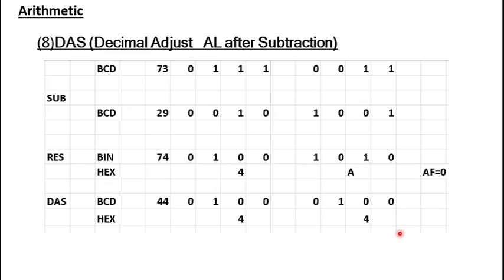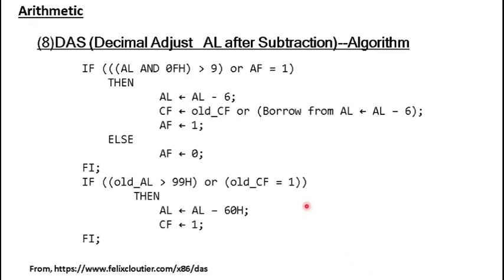So what is the adjustment required? That adjustment will be supplied by DAS. Let's see how the DAS instruction works. It checks the lower nibble and the upper nibble individually and provides the corresponding adjustment. If you remember, for DAA, decimal adjust after addition, the correction was to add 6 to the individual nibbles. Here the correction required is just the opposite. We have to subtract 6 from the individual nibbles.